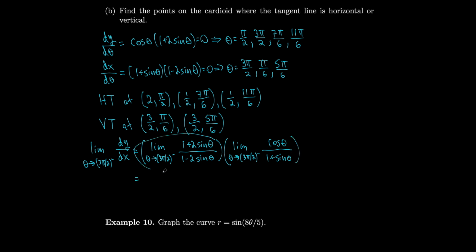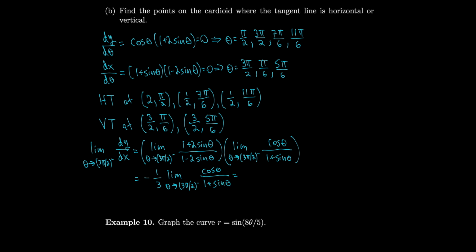So this one's easy. Just plug in 3 pi over 2, and then you get minus 1/3. The other limit is not as much fun. It depends. If you like L'Hopital's rule, then it's fun. Everybody likes L'Hopital's rule. So this is cosine theta over 1 plus sine theta. That's all I got left.